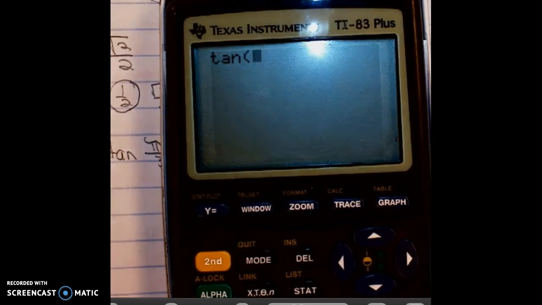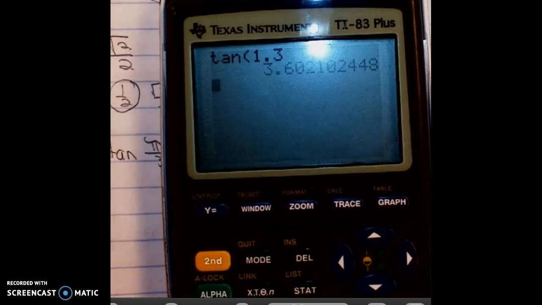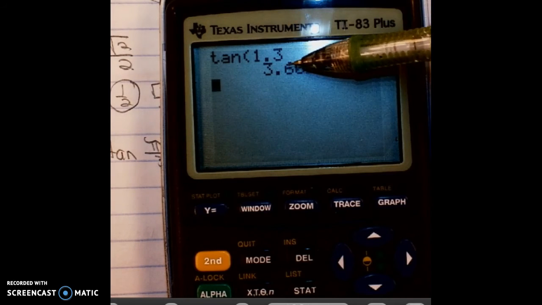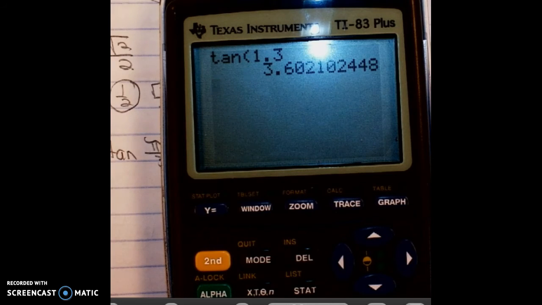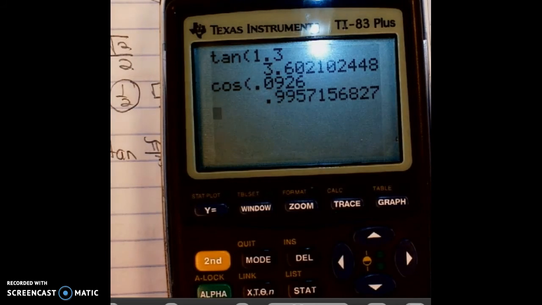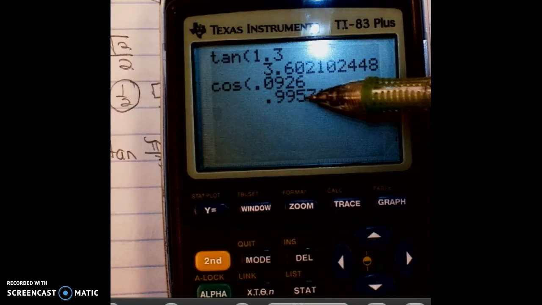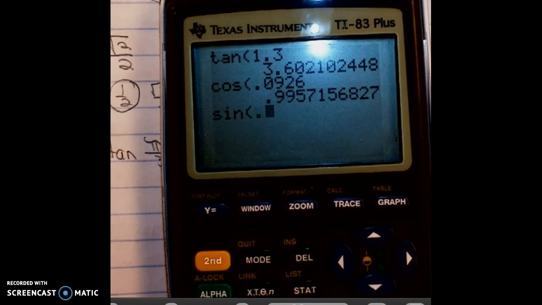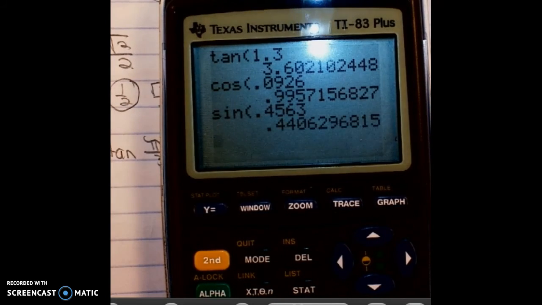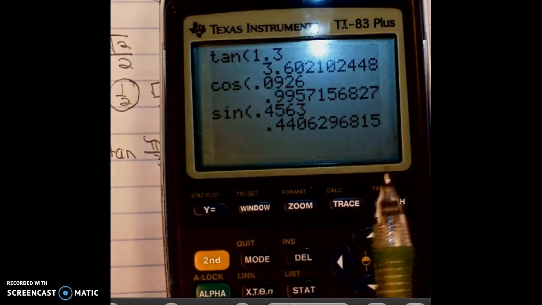The first one is tangent of 1.3. It says rounded to the nearest thousandth, so tenths, hundredths, thousandths, that would be 3.602. The next one says the cosine of 0.0926. That's 0.996 when I round that. The next one is sine of 0.4563. We get 0.441.